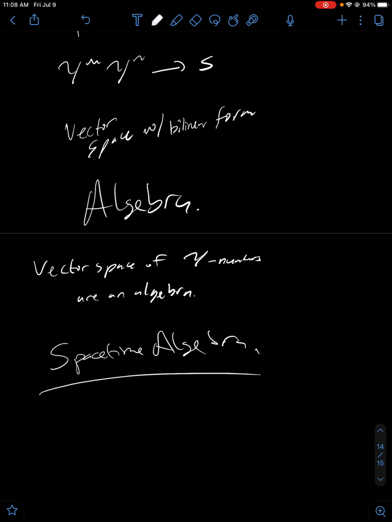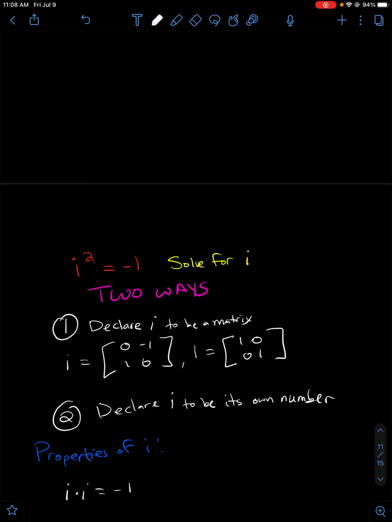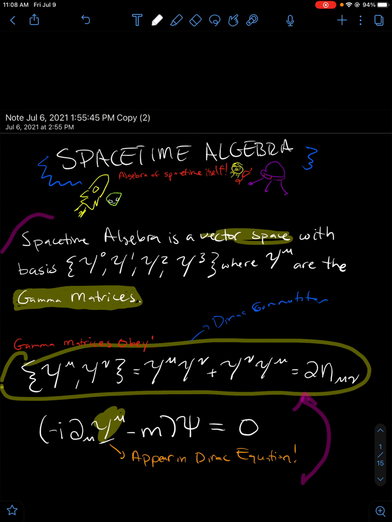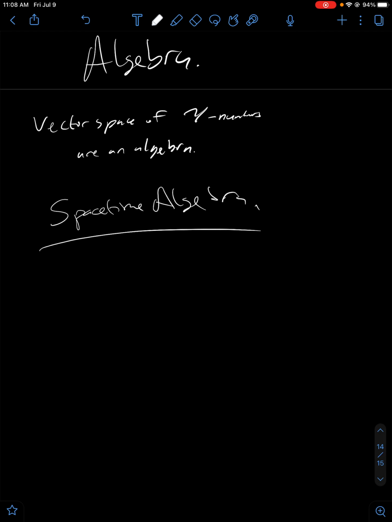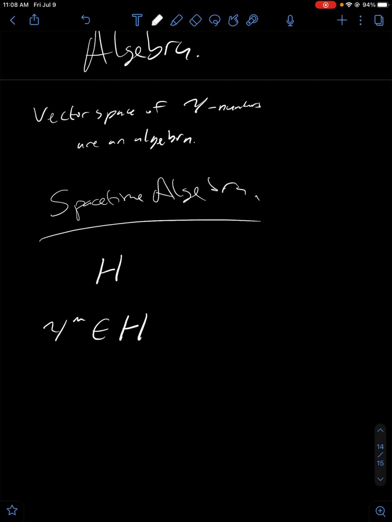That's what it's called, the Spacetime Algebra. If you go back to our definition at the start, it's just the vector space with the binary product with the basis gamma naught, gamma 1, gamma 2, gamma 3, or gamma mu, or the gamma numbers. Now, yeah, they're numbers now. So that's what the Spacetime Algebra is, and we're going to denote it with the symbol H. So these gamma numbers are elements of the Spacetime Algebra H. The Spacetime Algebra is just the algebra of the gamma numbers.